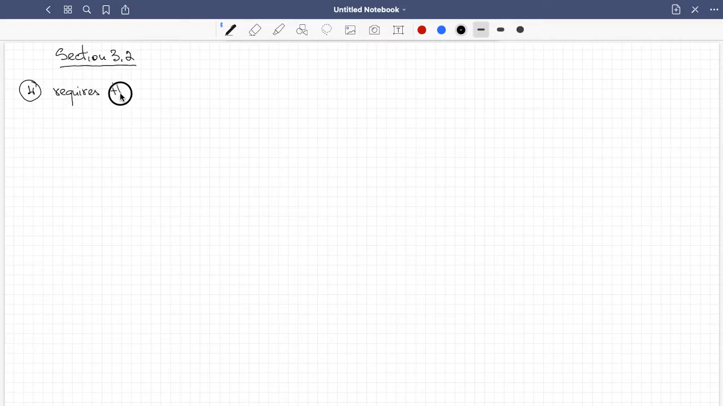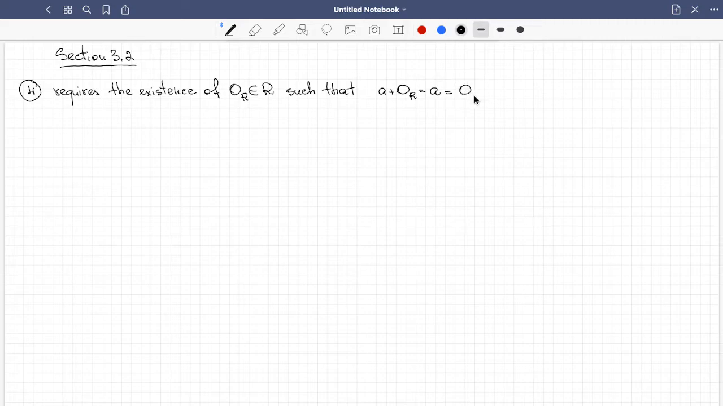the existence of zero, a special element 0 in the ring R, say, such that the element is neutral with respect to addition: A plus 0, same element as A, same element as 0 plus A, for any element A in the ring R.